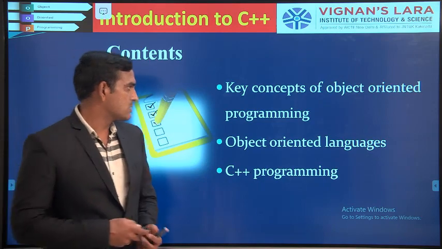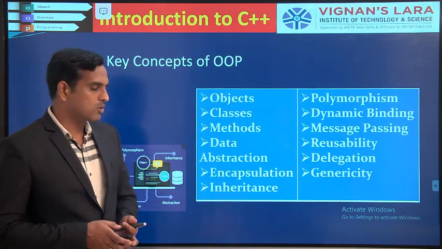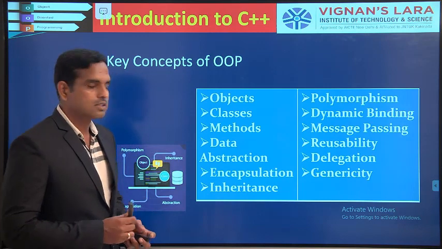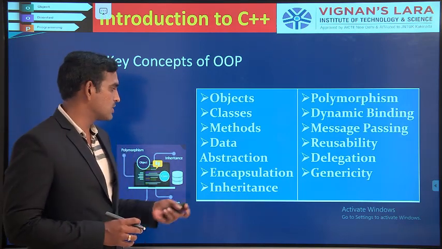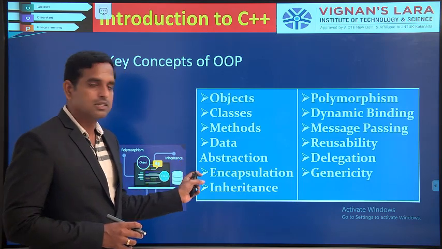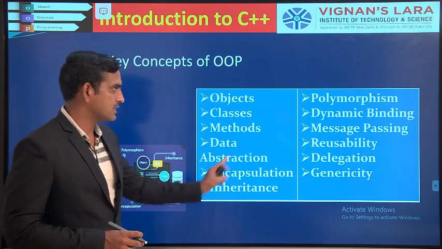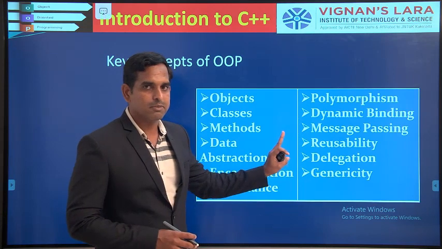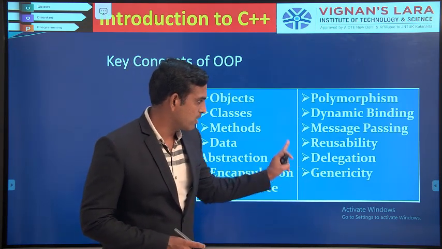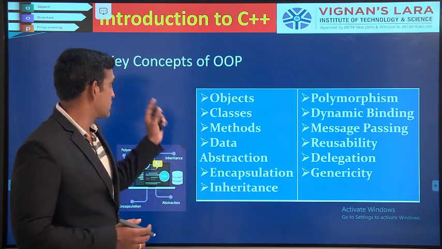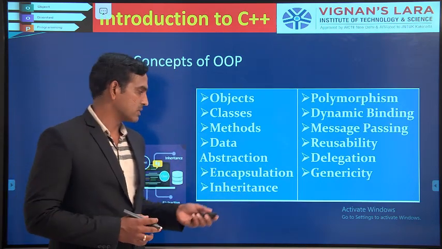In the previous session, we looked at what objects, classes, and methods are, and more specific concepts of object-oriented programming, that is data abstraction, encapsulation, inheritance, polymorphism, dynamic binding, and message passing. In this session, we'll be looking at the remaining three key concepts of object-oriented programming.